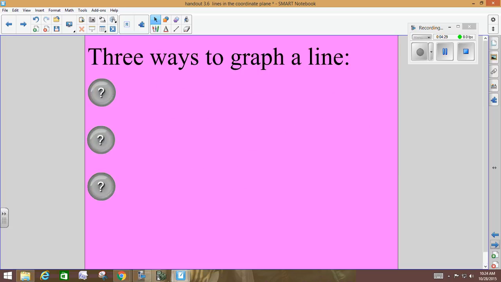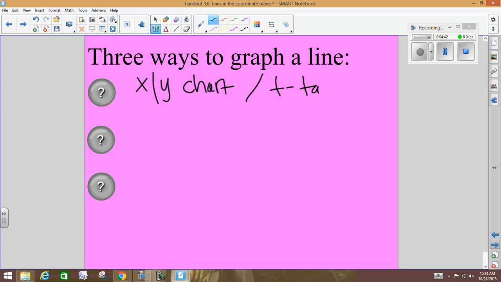There are 3 ways to graph a line. One way, it's not up there, is to use an XY chart, also called sometimes a T-table. Use them interchangeably. XY chart or T-table. This is where you pick out x values, put them into the equation, solve it for y, and get your y's. And then you have a point, x, y. This is probably the most basic way to graph a line.